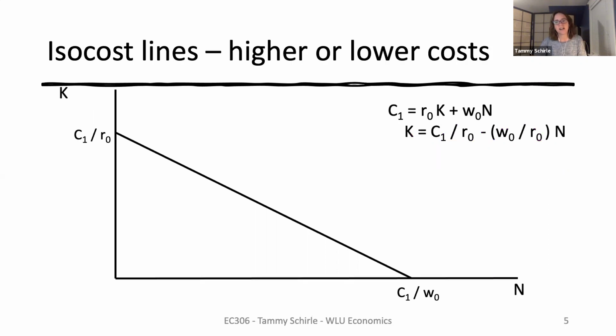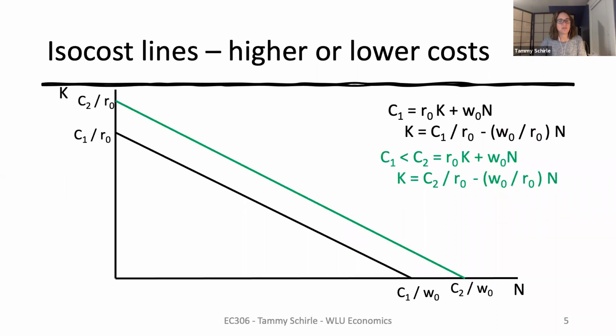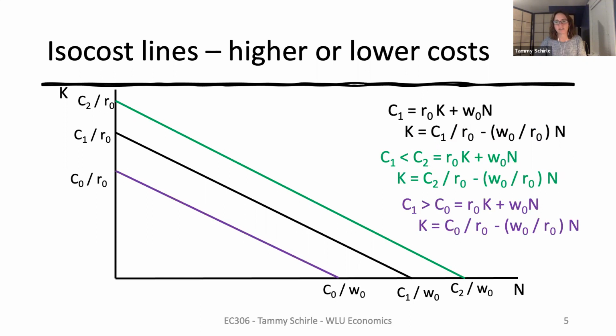So then consider a higher total cost level, C2, but with the same relative prices. This would give us a new higher isocost line, but with the same slope. You can also consider a lower total cost level, C0, but again, with the same relative prices, the slope of this line is the same as before.